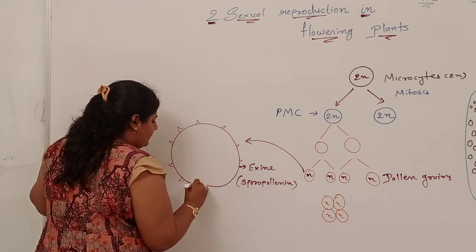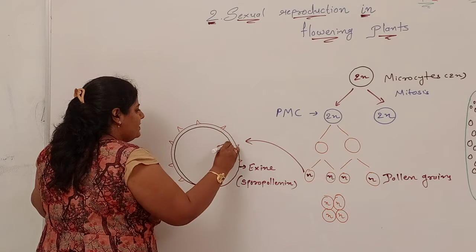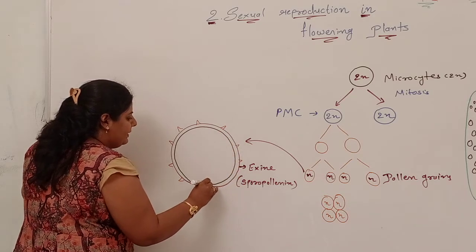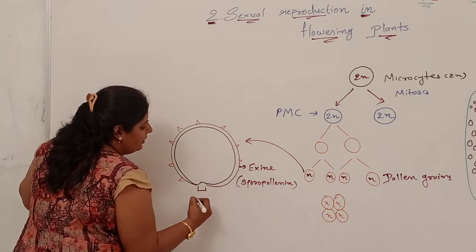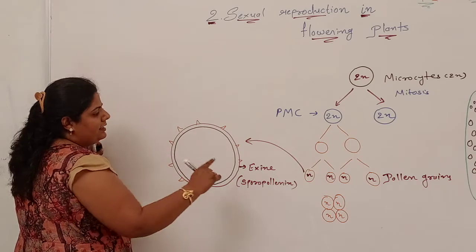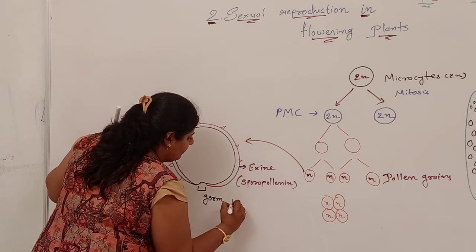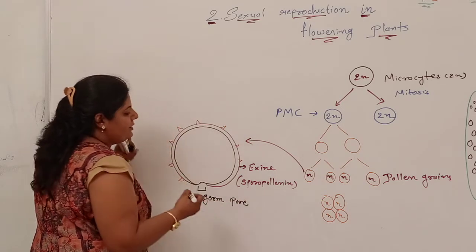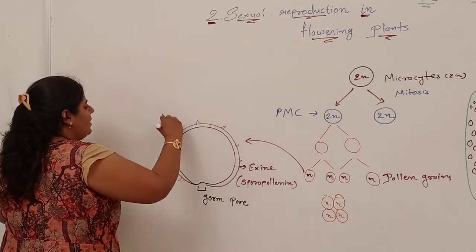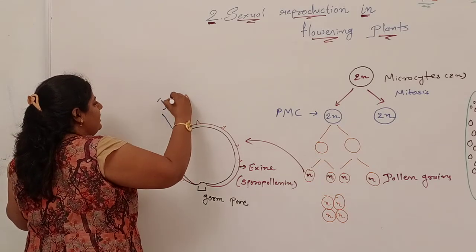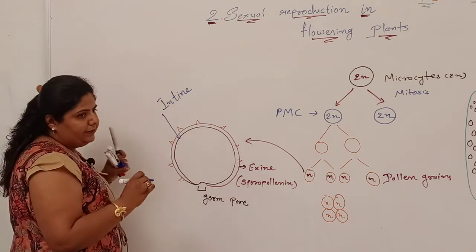Second layer, intine, which is made up of cellulose and pectin. As you can see, this one portion is without the external layer exine. This portion is called the germ pore, from where the pollen tube will develop from the intine, and this inner layer is called intine, which is made up of cellulose and pectin.